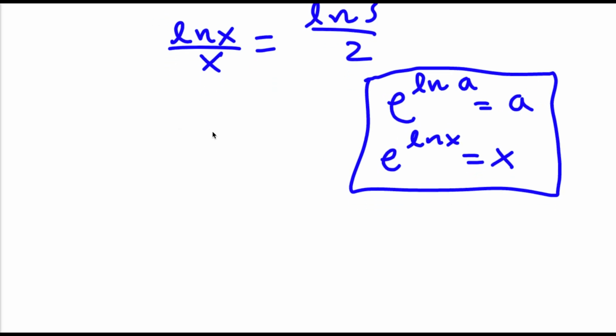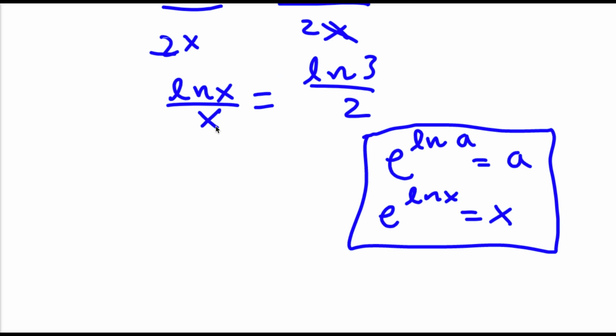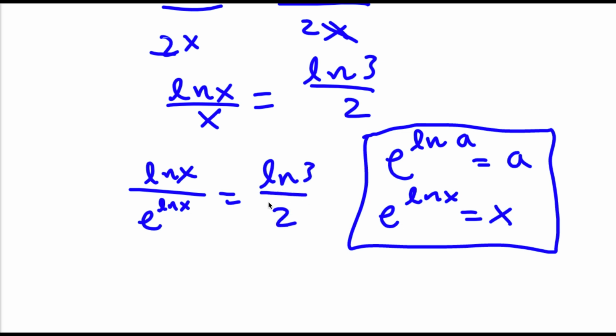So now what I'm going to do is, well, x here, this is the same thing as e to the power of ln x, right? So now I can rewrite x as e to the power of ln x. This is still equal to ln 3 over 2.